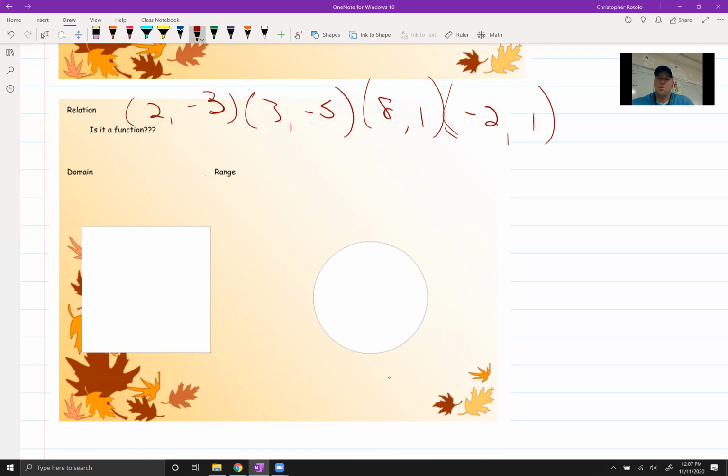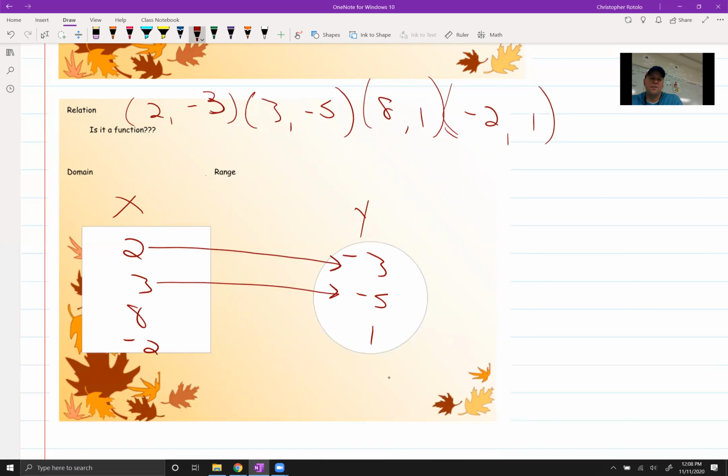So is it a function? Before we answer that question, let's first make it into a map. So my domains, these are my x values. I'm going to go with 2, 3, 8, and -2. My range values, so that's my y values over here. So I got -3, -5, 1, and 1 is already listed, so I don't need that again. All right, so first thing we'll say is 2 is paired with -3, 3 is paired with -5, 8 is paired with 1, and -2 is paired with 1.